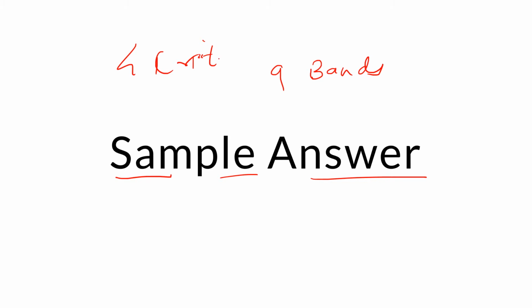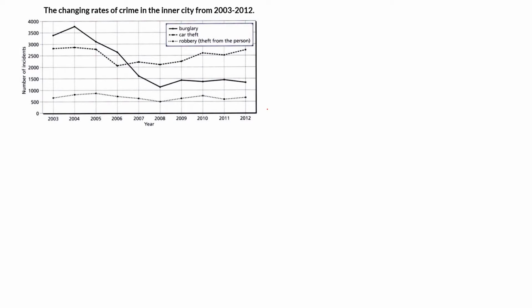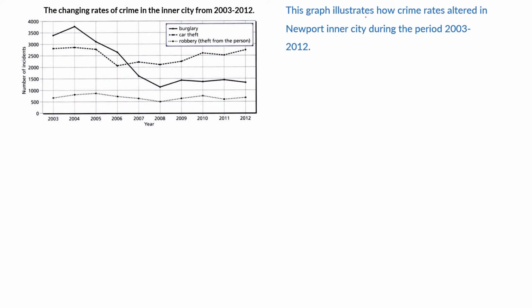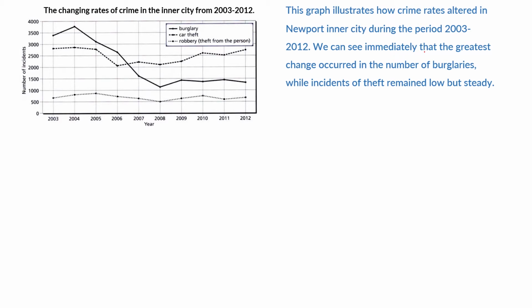Let's start with the audio. All right, here on the left we kept the graph so that you can relate with the answer. So let's begin. This graph illustrates how crime rates altered in Newport inner city during the period 2003-2012. We can see immediately that the greatest change occurred in the number of burglaries, while incidents of theft remained low but steady. I think that is correct according to the graph, and the first paragraph is always about the introduction.